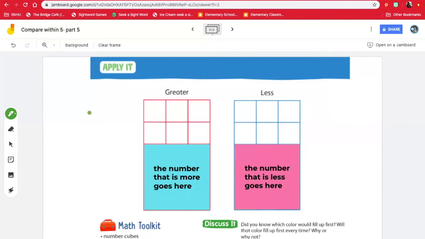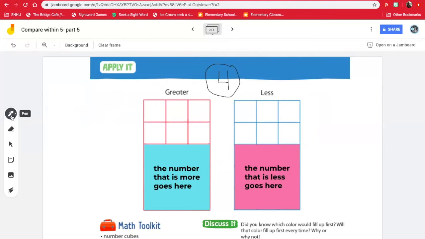All right. Now, this might look a little confusing. It says the number that is more goes here. The number that is less goes here. So, I want to show the number 4. So that's the number that I'm showing, 4.